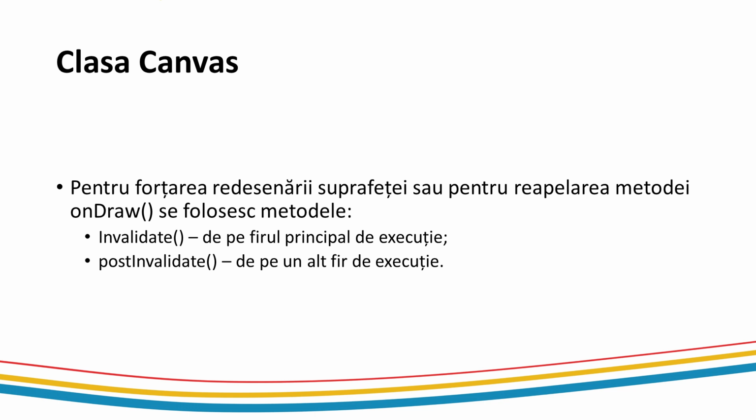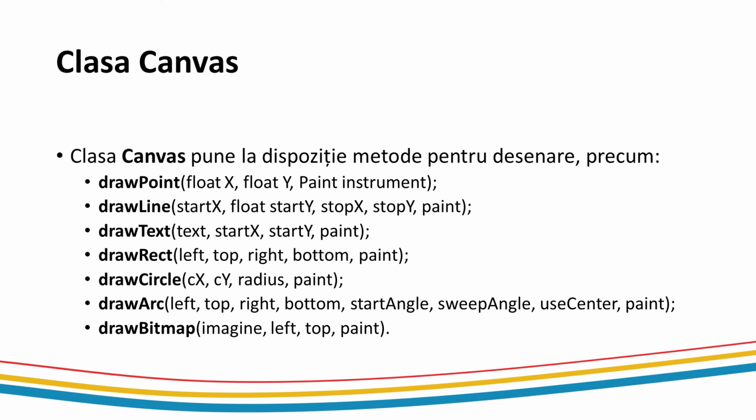Only the main thread. What if something changes in a background thread? Good point. For that, there's postInvalidate. It does the same thing, requests a redraw, but it's safe to call from any thread. It just posts the request to the main thread's queue. Invalidate from the main thread, postInvalidate from others. Got it.